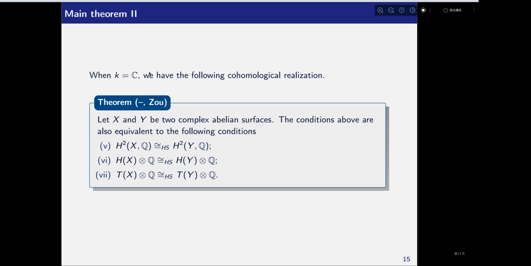Okay. So when K equals C, we have the following cohomological realizations. Everything can be realized as a Hodge isometry between some even cohomology part. For example, their second cohomologies are rationally Hodge isometric, or their Mukai lattices are rationally Hodge isometric, or you can also use the transcendental part. So roughly speaking, this tells you the rational Hodge isometries between abelian surfaces are algebraic. In particular, this implies this.